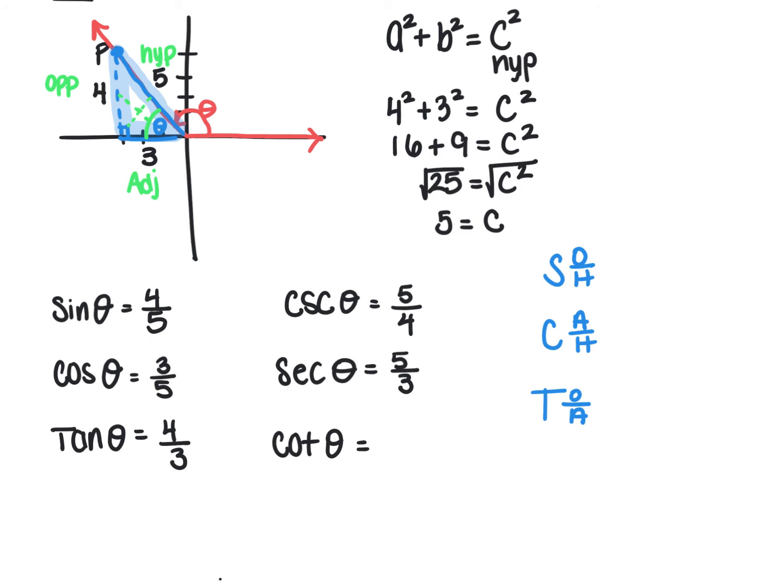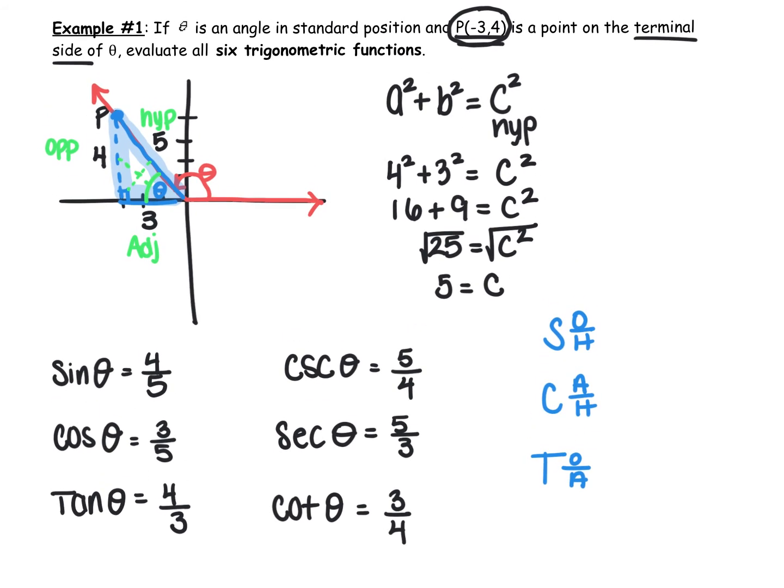So 4 over 3 is tangent, and we know cotangent is the reciprocal, so I can flip it and make it 3 over 4. Now we are 99.9% done. The last and final thing that we have to do is remember "All Students Take Calc." So A, S, T, C.